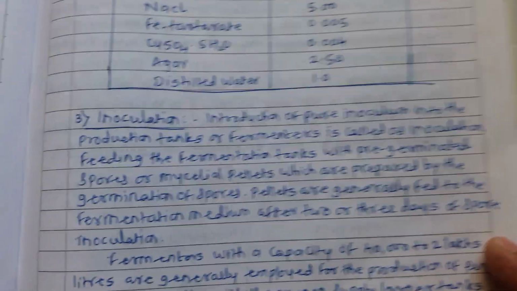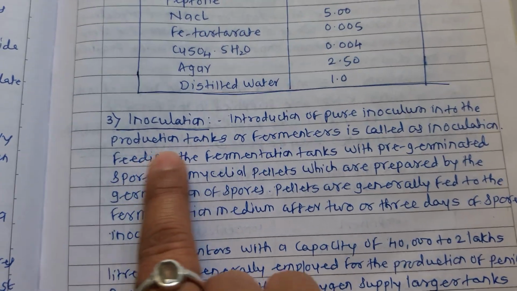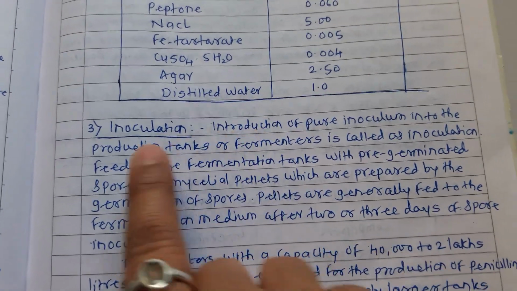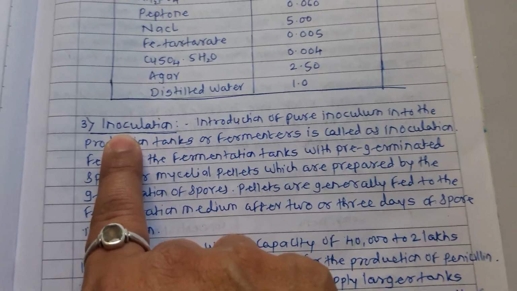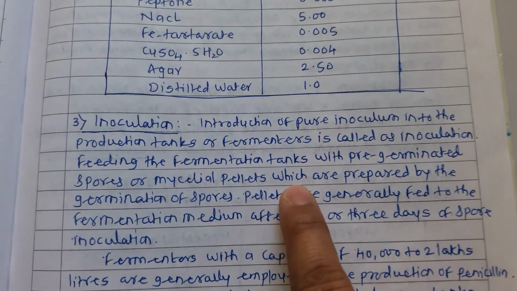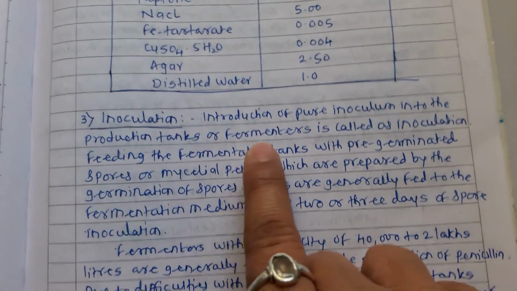Now, in the inoculation, this inoculum is then transferred to a production tank or a fermenter. Here the inoculation is for the production of penicillin. For that, production media is used. The inoculum which has been developed then further grows in a production tank or a fermenter.